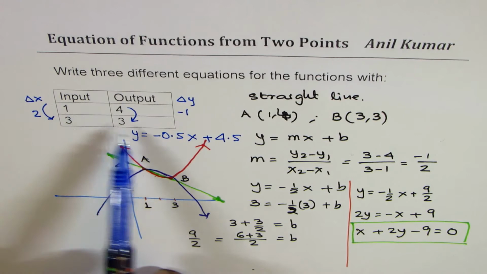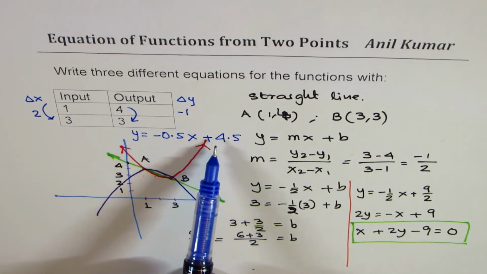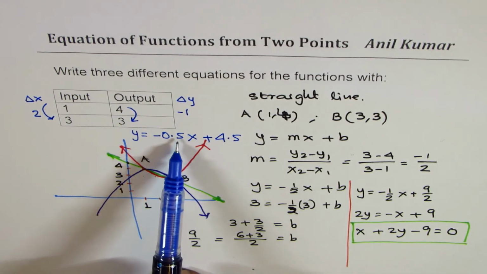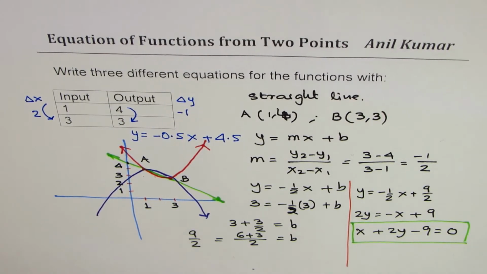And if I substitute 1 for x, I want 4 as an output. How do I get 4? Well, it should be 4.5. If I take away 0.5, I get 4. So I could get the straight line equation, right?